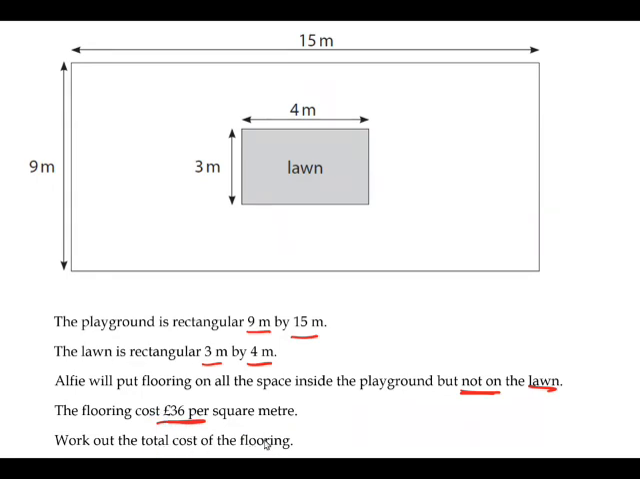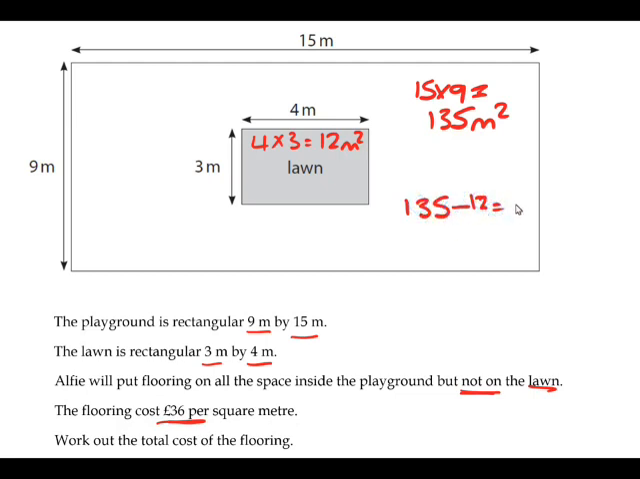So this is one of those big areas, take away the little area. So our big area is 15 times 9. Put this in your calculator. That's 135 and it's metres squared. Our small area is 4 times 3, which is 12 metres squared. So the amount of flooring we need to cover is 135 minus 12, which on the calculator gives me 123 meters squared.